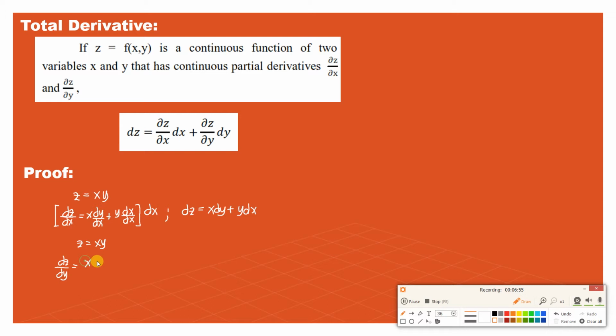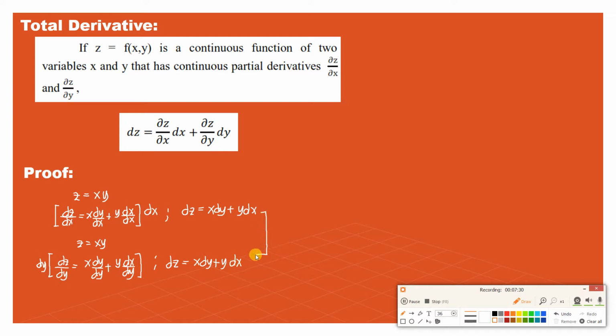Now, so we have x times the derivative of y with respect to y, plus y times the derivative of x with respect to y. So again, hindi natin i-equate yan sa 1, kasi may kukunin tayong ibang form where all the denominator is dy, so we can multiply by dy. So mangyayari, we have dz is equals to x dy plus y dx.